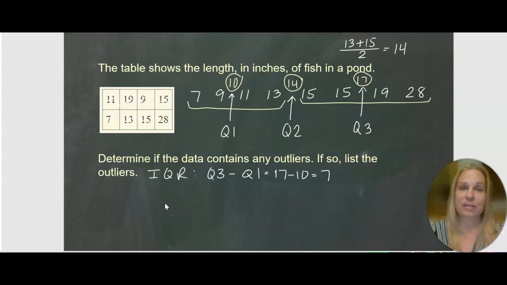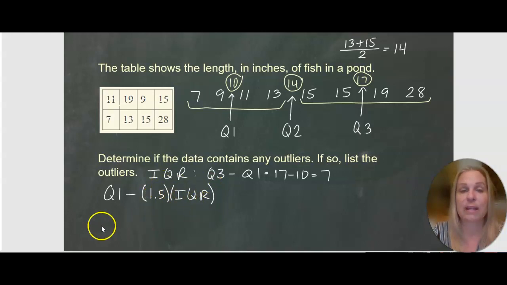Now we're going to find if there are any outliers. And there's a formula that we're going to use to determine that. So here's your formula for the lesson. There's only one formula that you need to know for this lesson. And we're going to do Q1 minus 1.5 times the IQR. And then we're going to do Q3 plus 1.5 times the IQR.